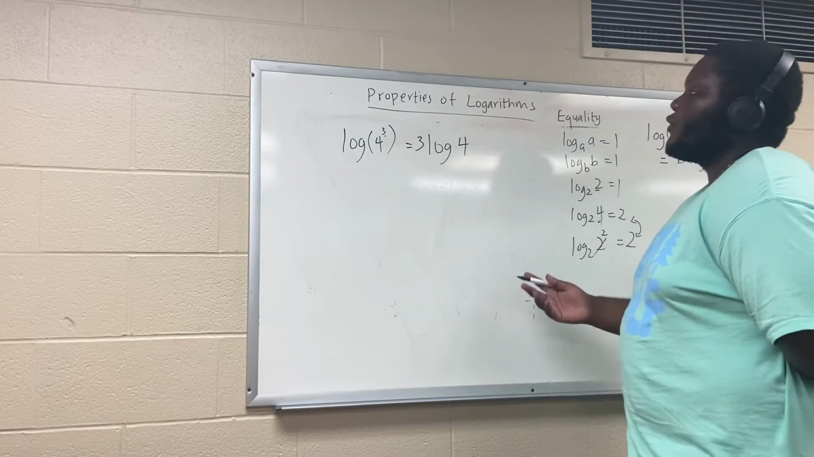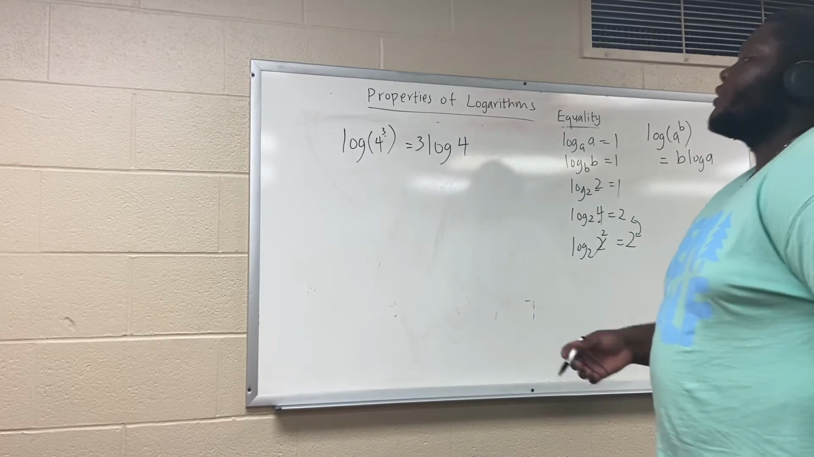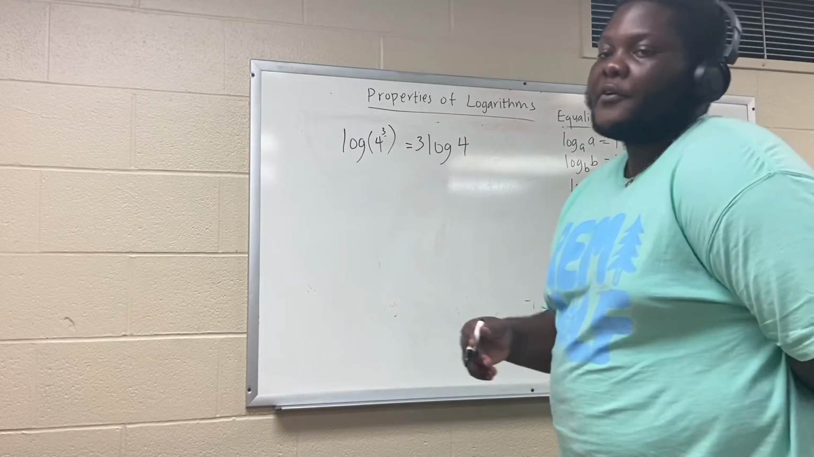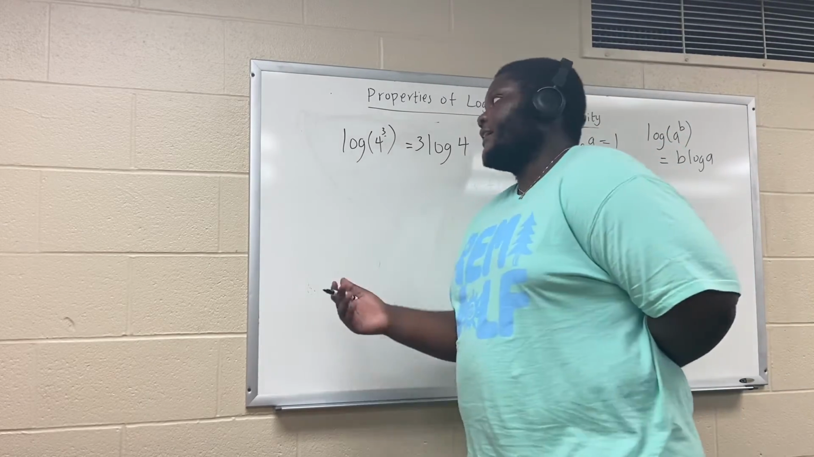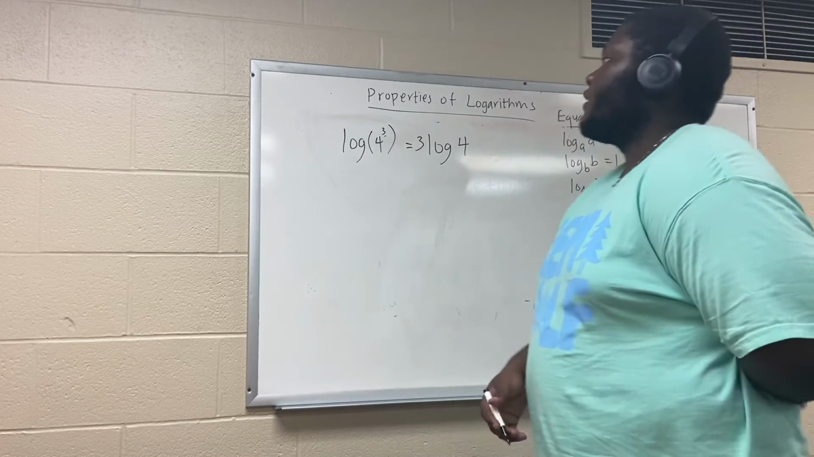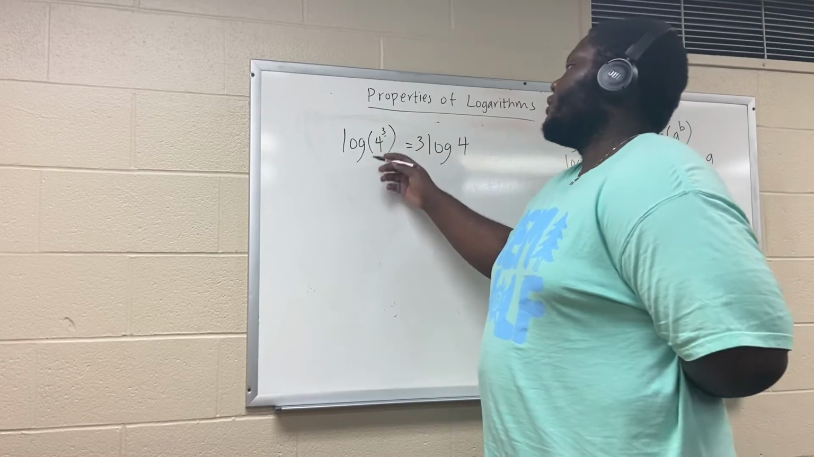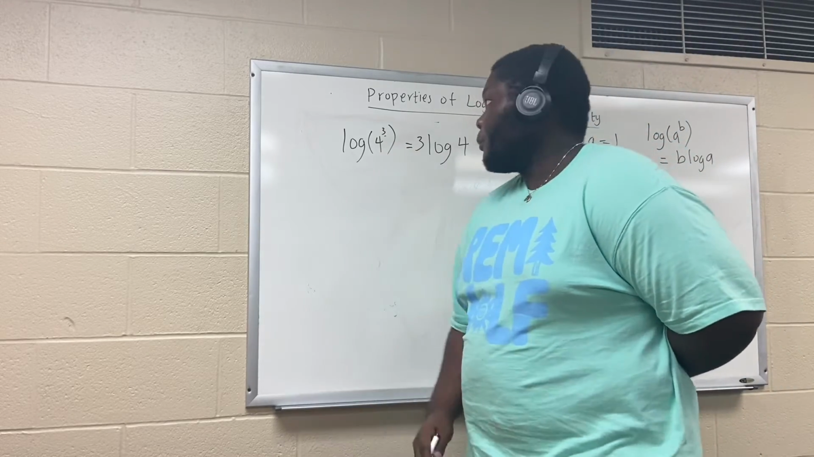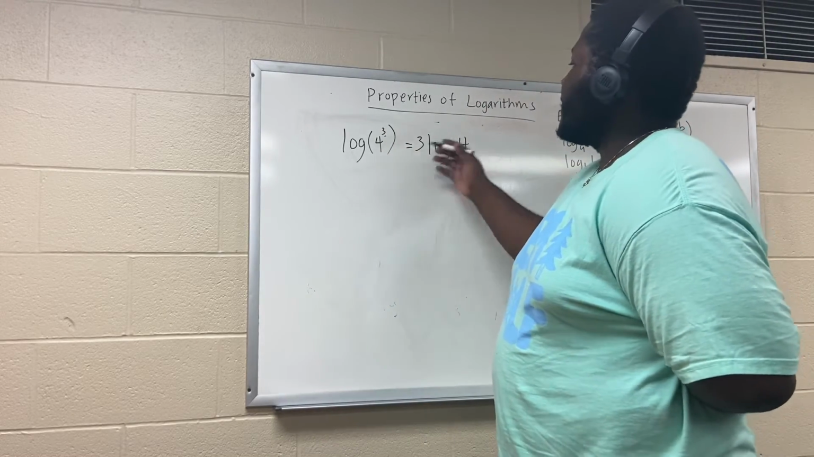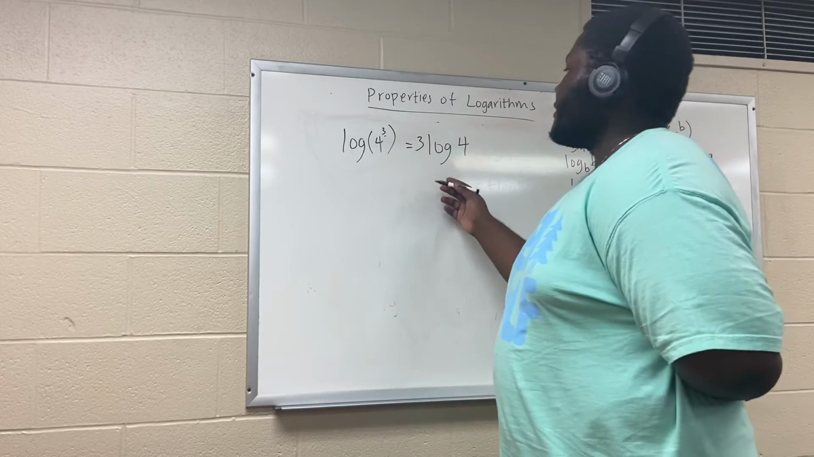And this is important because you always want to simplify your logarithms in order to make it an easier process for everybody. Because if you wanted to solve this, you would have to do 4 times 4 times 4. But with this, you can just use the property. So let's do an example with bases.